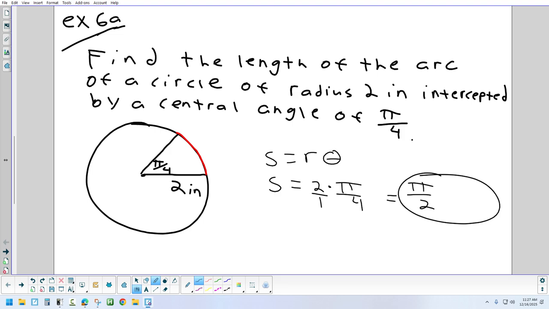Now we do need a label on that. What did we just find? We found the arc length. Okay, so we found a length. So what should we put for a unit on that? Inches. Yep, in this problem, it's inches. You have to look at whatever units they used for length. And that's it. We don't round that unless they specifically say to. So I'm just going to leave it as pi over 2 inches. If you did round it, it's about 1.57 inches.